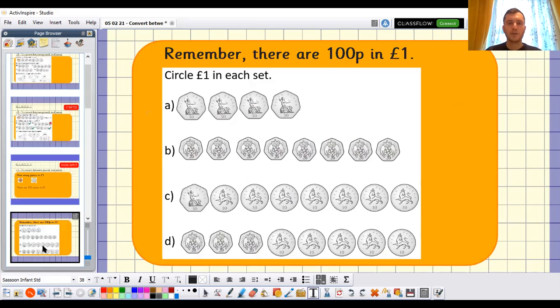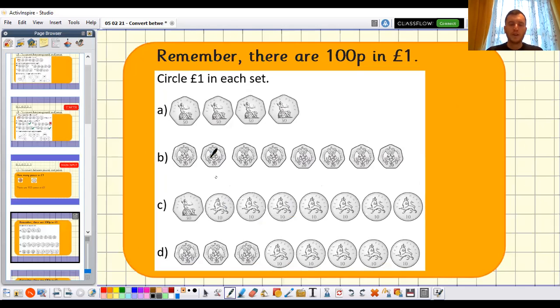Now, to check that you can work out how much is equal to 100 pence and convert between 100 pence and £1, can you circle £1 in each set? Obviously, you won't be able to circle these because you haven't got this right in front of you. Maybe you could draw them, or just think to yourself which coins would make £1. Let me show you for the first one.